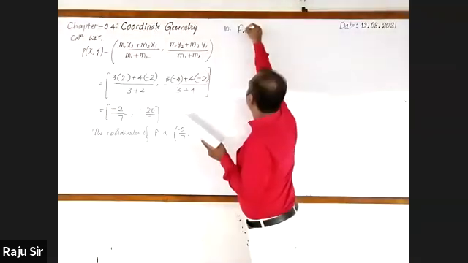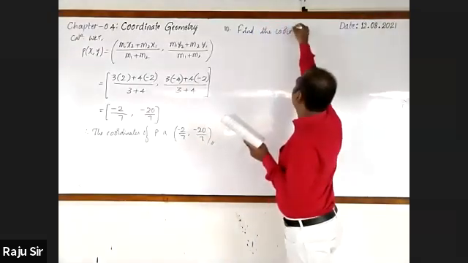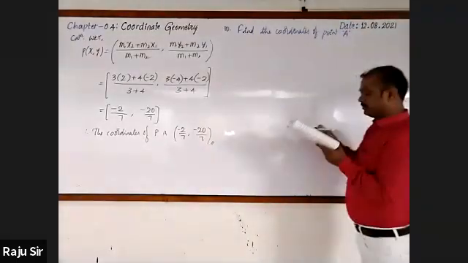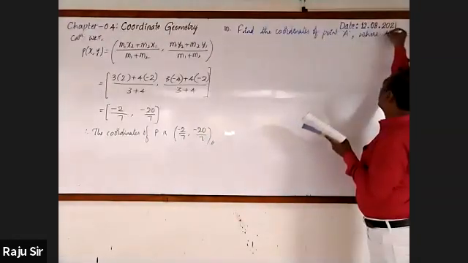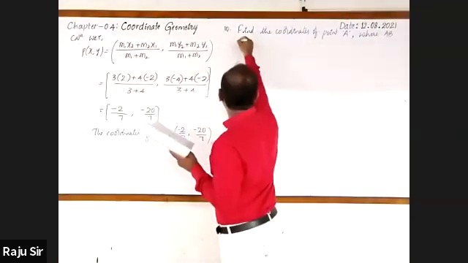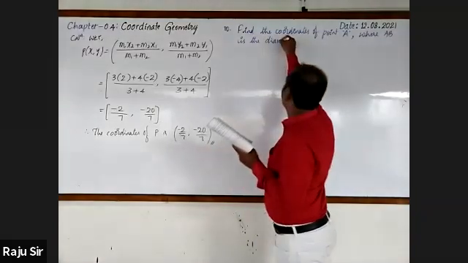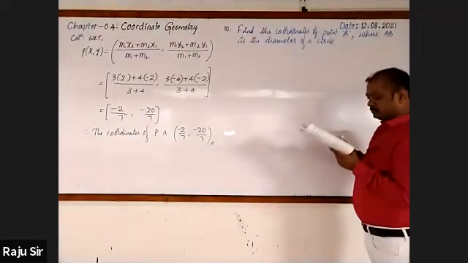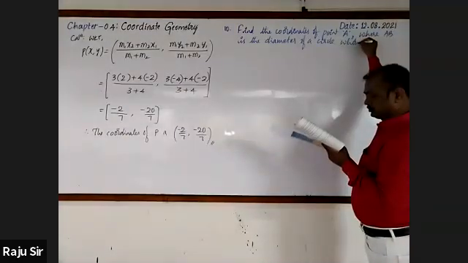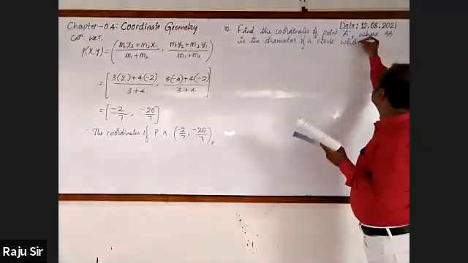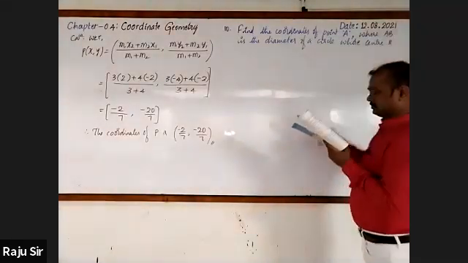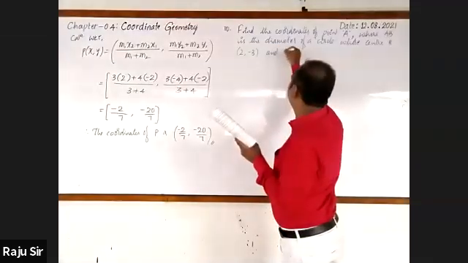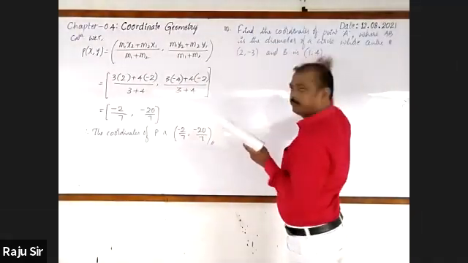Again from NCERT text only. Find the coordinates of point A, where AB is the diameter of a circle whose center is 2 comma minus 3 and B is 1, 4.